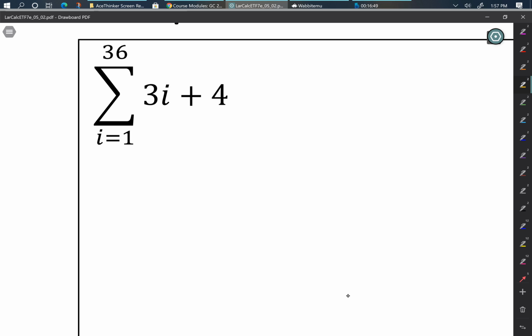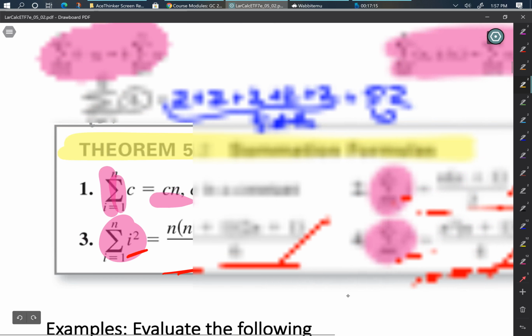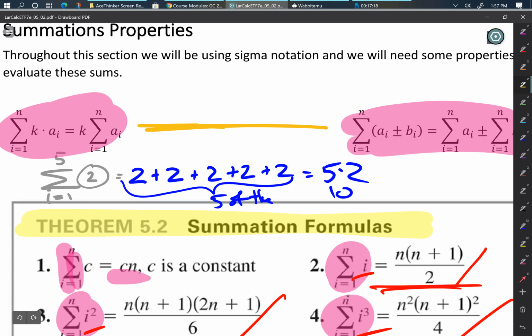So my first step is to rip this thing apart using those first 2 properties. And those first 2 properties tell me that I can rewrite this as 3 times the summation as i goes from 1 to 36 of plain old i, plus the summation as i goes from 1 to 36 of 4. Okay? So what I'm doing here is I'm using these 2 properties right here. This one says pull the coefficient out. This one says rip it apart at the addition symbol.